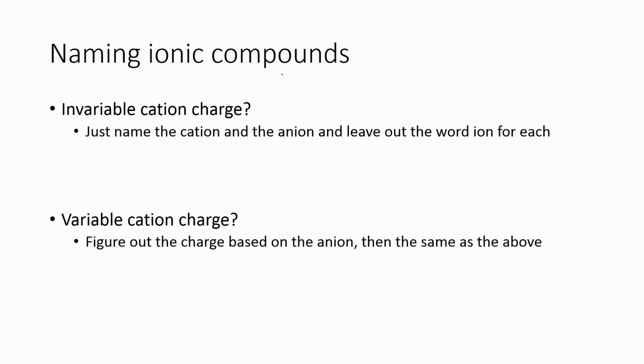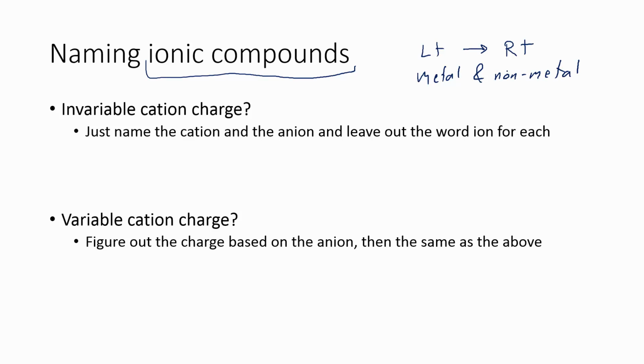To name an ionic compound, and remember we know it's an ionic compound because we have something on the left side of the periodic table combining with something from the right side, a metal and a nonmetal. That's what makes an ionic compound. That's how you can recognize that these are the rules you should use. All we do is name the cation and then the anion.